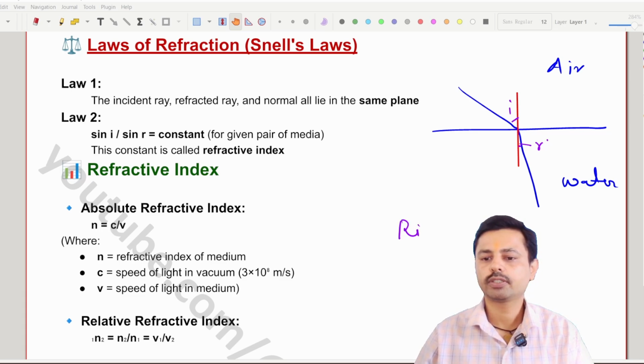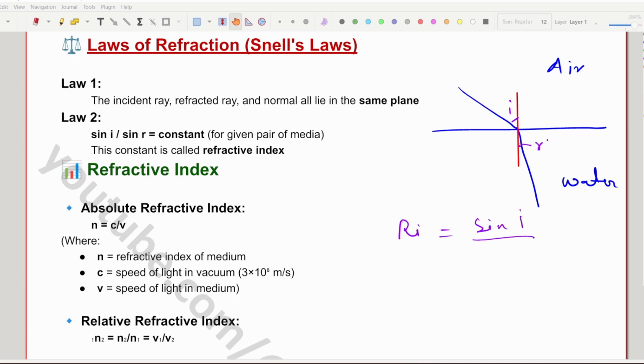So refractive index is sin i by sin r. Now what does it tell? It tells the optical density of something. The denser something is, the greater the value will be. For example, let's say this i is 45 degrees, whereas this r is 30 degrees. So, what is sin 45? 1 by root 2. And what is sin 30? It's 1 by 2. Okay, it will cancel out.